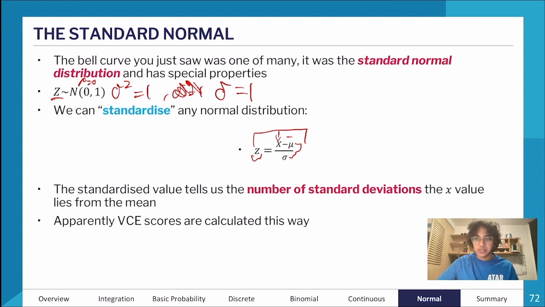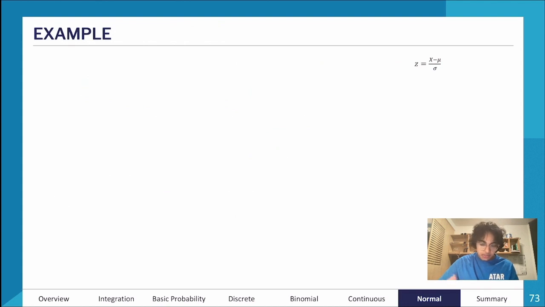But I'm not 100% sure. I'm not an expert on how they do that. Let's go through an example using this formula.